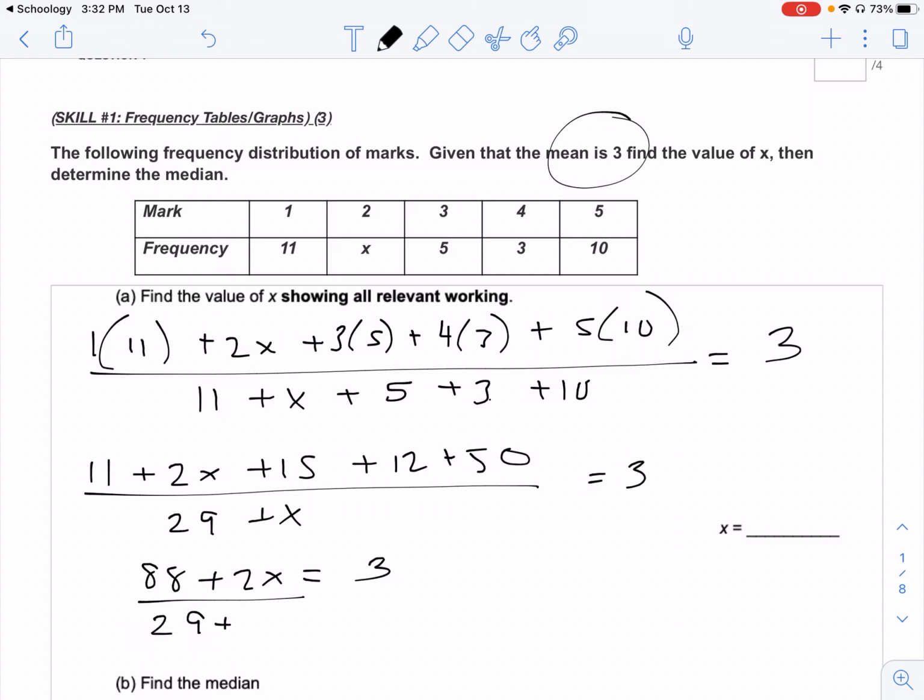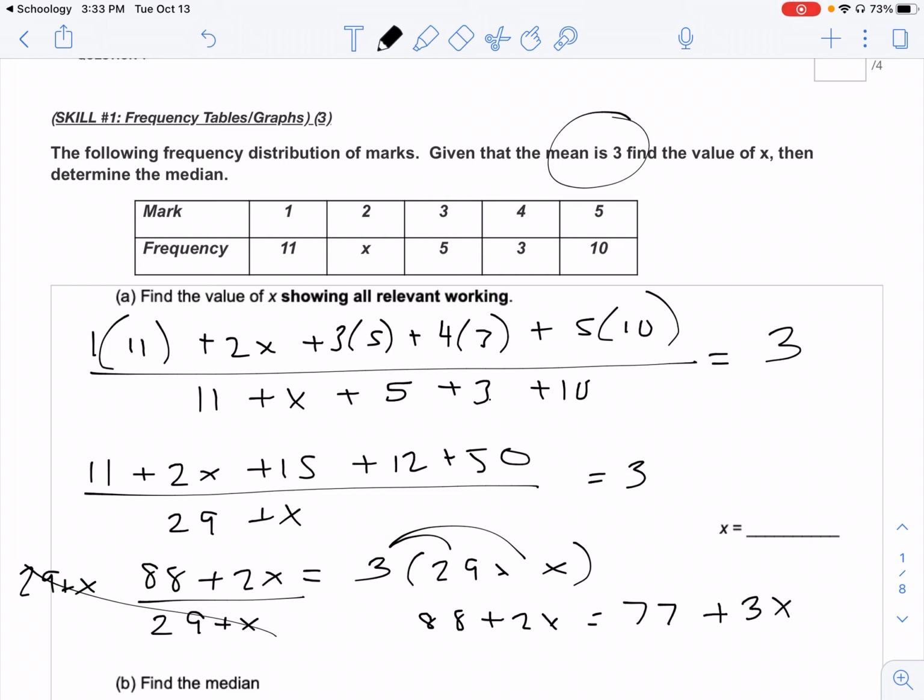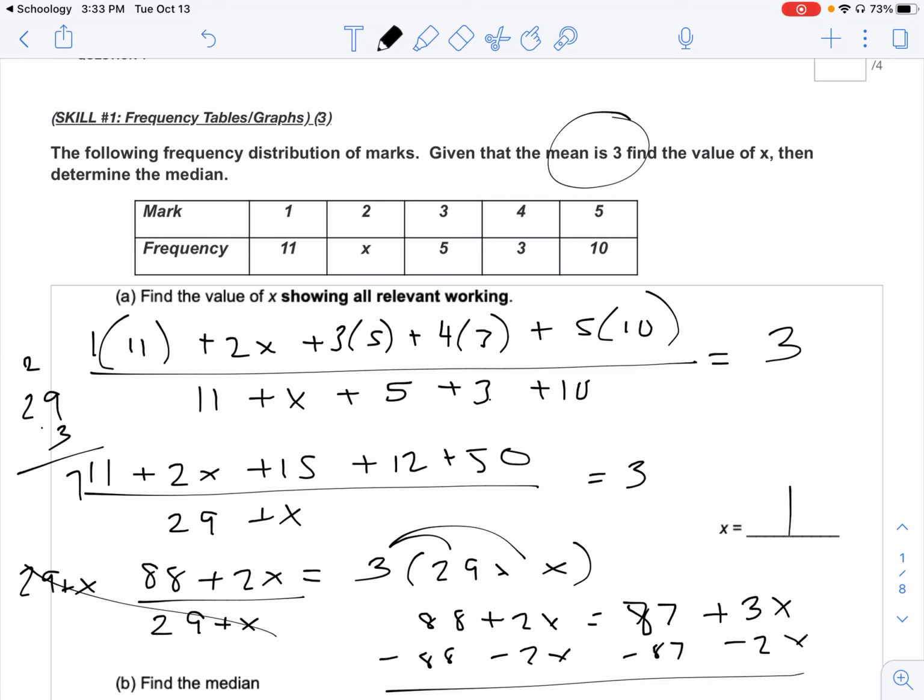And then here I'm just going to multiply both sides by 29 plus x. Those cancel. I can distribute. I get 88 plus 2x equals 77 plus 3x. Did I multiply that right? 29 times 3 is 6. Oh, 87. And then if I subtract 2x and subtract 87, I get x equals 1.